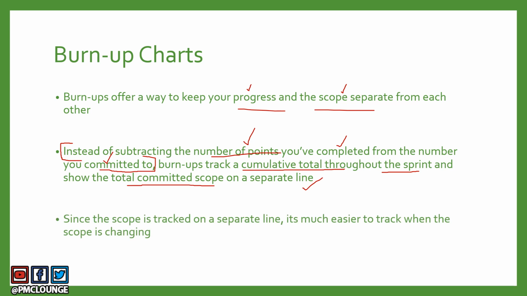Finally, the scope is being tracked on a separate line, which is a big difference here when it comes to these two charts, right? It's much easier to track when the scope is changing. If in case there's any change in the scope, which is possible because we are dealing in an agile environment here, that change in scope can be easily tracked as well when we talk about the burn up chart.